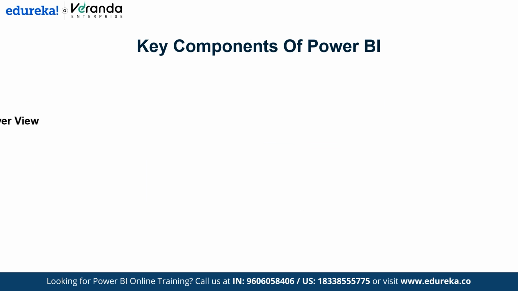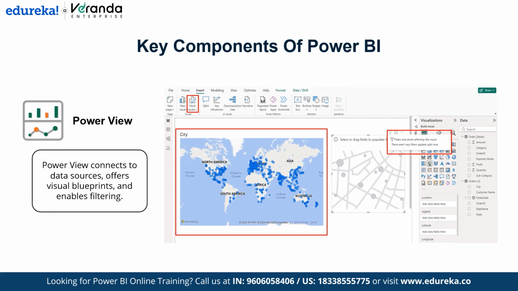The next component is the Power View. Power View is the core data visualization component in Power BI. It is an interactive component that connects to data sources and gathers metadata for further analysis. The Power View lists contain a large number of blueprints for visualizations. Power View allows you to filter data for individual visualization components or the entire report.